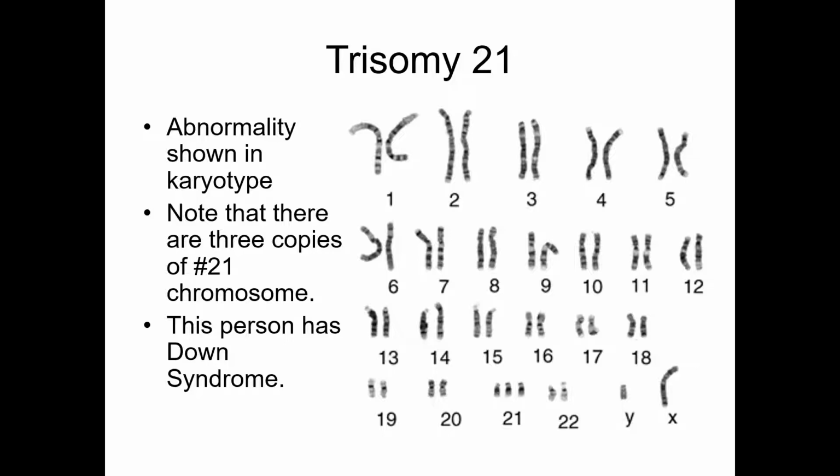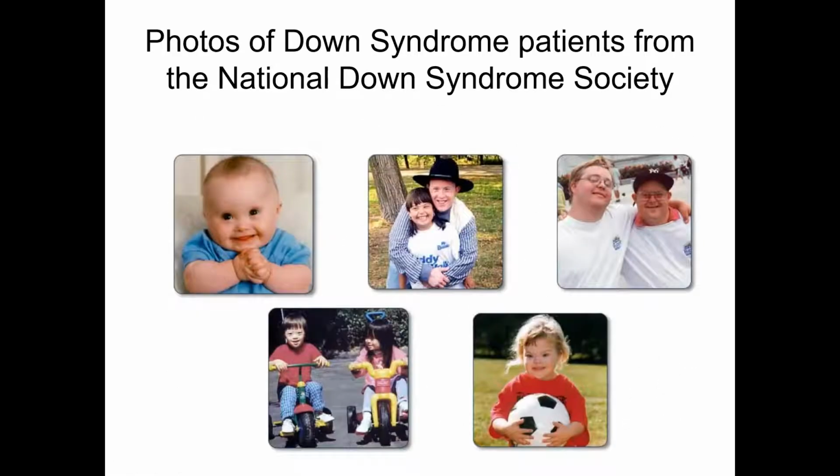For instance, Trisomy 21 is an abnormality shown in this karyotype here because they have an extra copy of the 21st chromosome. Let's see, all the way down here. That person is going to be classified as somebody with Down syndrome. This is from the National Down Syndrome Society. Down syndrome is a spectrum disorder. Basically, anybody who has the 3rd copy of the 21st chromosome has a variety of different phenotypes because there are multiple ways for it to be expressed.